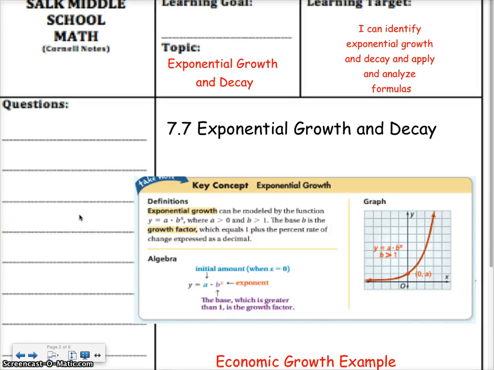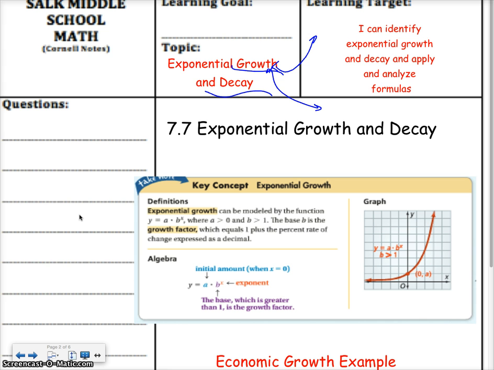Okay, we are moving on to the last section in our exponent unit, and we are going to apply our knowledge now of exponential functions and connect it with exponential growth and exponential decay. Growth looks like you're increasing. Decay means you're getting smaller as you go left to right. Growth, you're getting bigger as you go left to right.